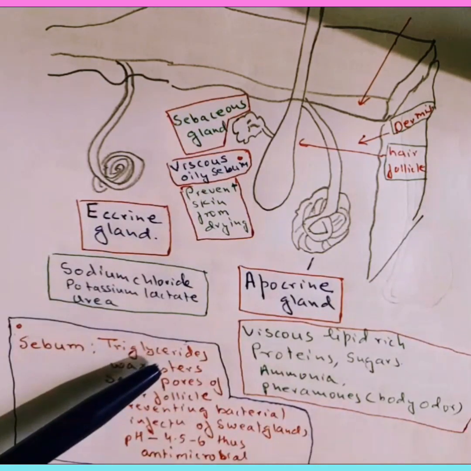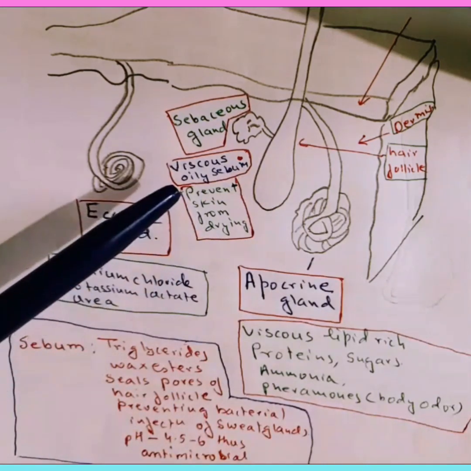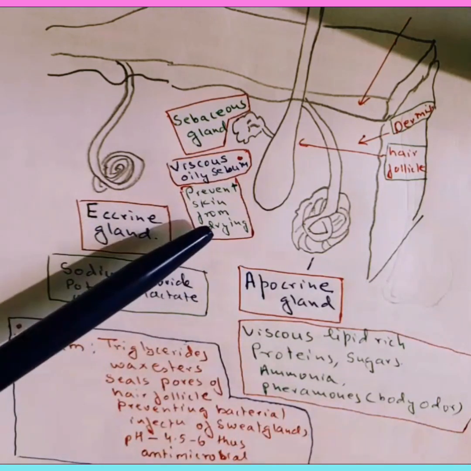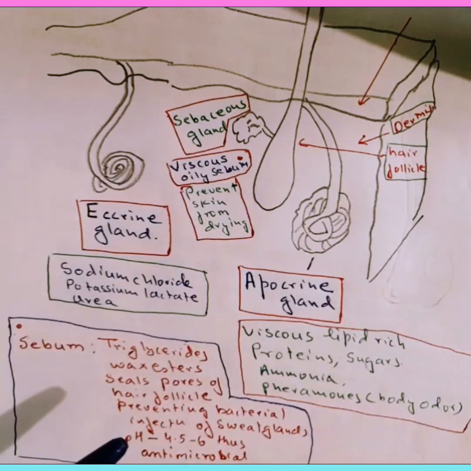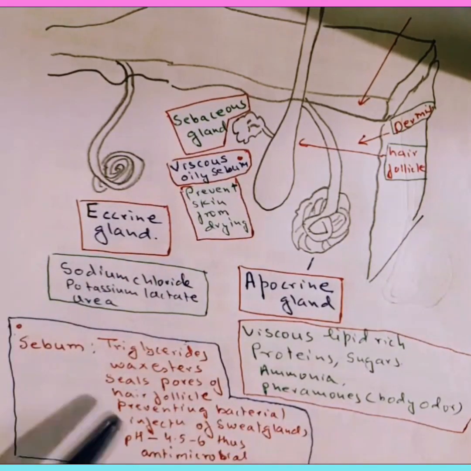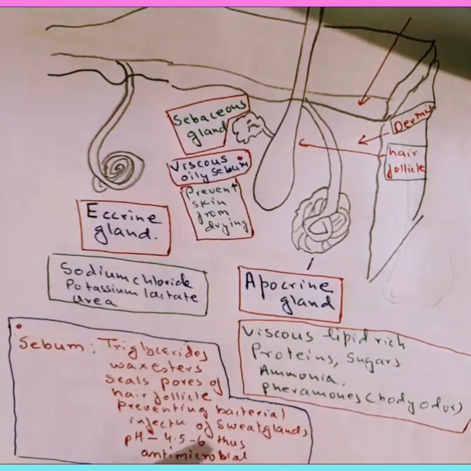So what it does, it protects skin from drying because it's not hydrophilic, it's hydrophobic, water repellent. And apart from that, while doing this, it seals the pores of hair follicles, preventing bacterial infection of sweat glands. Very significant. The pH is 4.5 to 6, so it becomes an antimicrobial.